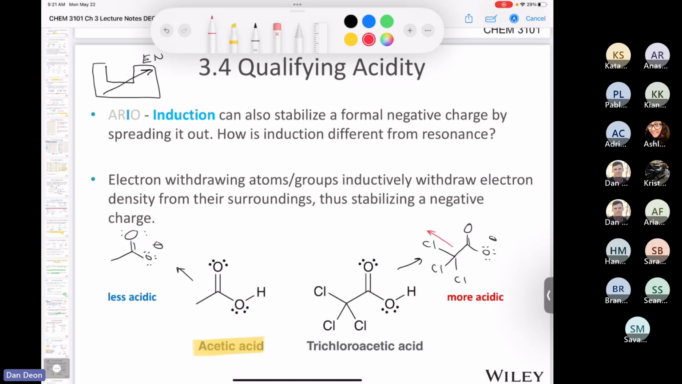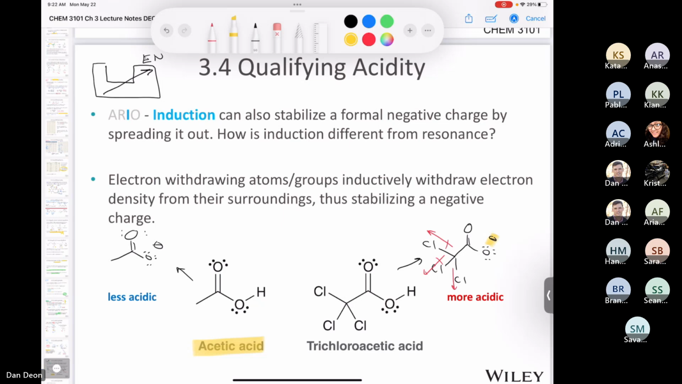Since you have a dipole going this way and this way, pulling electron density towards those chlorines, it stabilizes the negative charge on the oxygen. If the negative charge is more stable, it means that the base came from the more acidic acid. That's not the best way of explaining it, but it comes from something that's more acidic. Give me a thumbs up if you follow me on induction. So the more electron withdrawing groups we have, generally speaking, the stronger the acid will be.